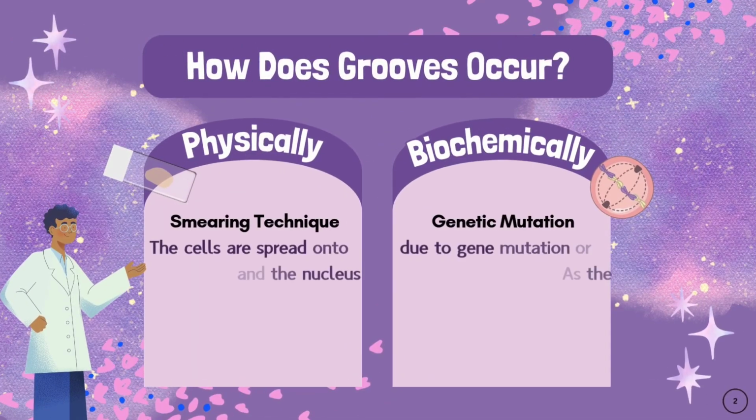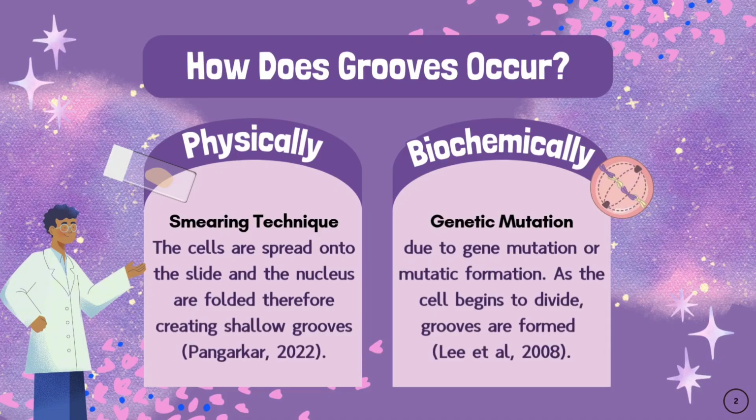How do nuclear grooves form? The formation of the groove can occur physically and biochemically. The physical cause is due to the smear technique. For example, when the cell begins to spread onto the slide, the nucleus can fold and create a shallow groove. The biochemical cause is genetic mutation. As the cell begins to divide, the groove is formed. It normally happens during maturation.